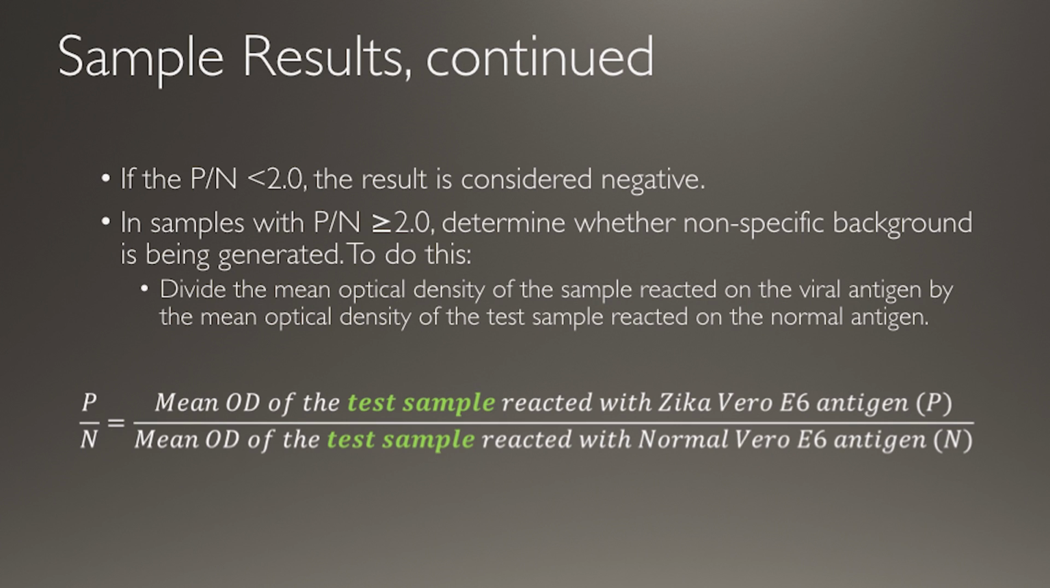For any samples with P/N greater than or equal to 2, the result needs to be examined for background reaction to the normal antigen. To do this, divide the mean optical density of the sample reacted on the viral antigen by the mean optical density of the test sample reacted on the normal antigen.